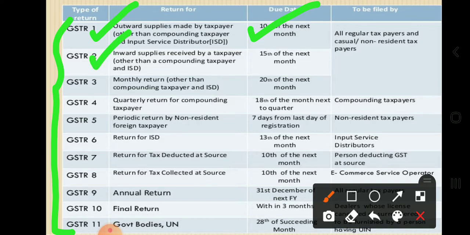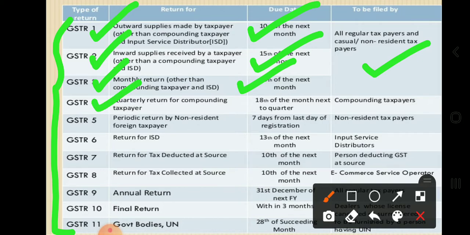GSTR 2 is to be filed for inward supplies received by a taxpayer other than a compounding taxpayer and input service distributor. Due date is 15th of the next month. GSTR 3 is to be filed as a monthly return other than by a compounding taxpayer and ISD. Due date is 20th of the next month. These GSTR 1, 2, 3 are to be filed by all regular taxpayers and casual non-resident taxpayers. GSTR 4 is the quarterly return to be filed by compounding taxpayers.